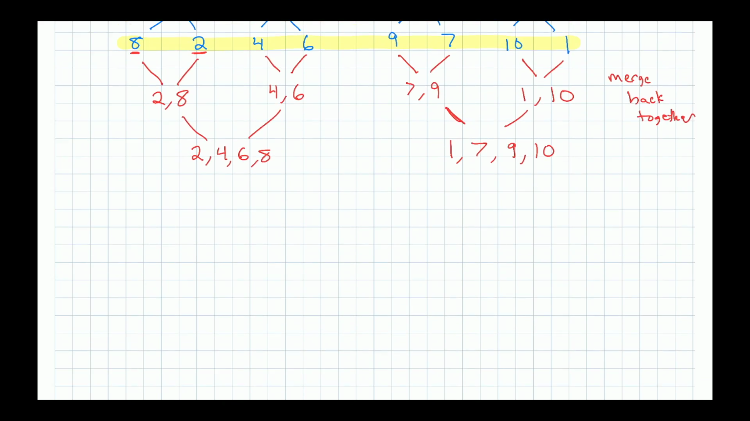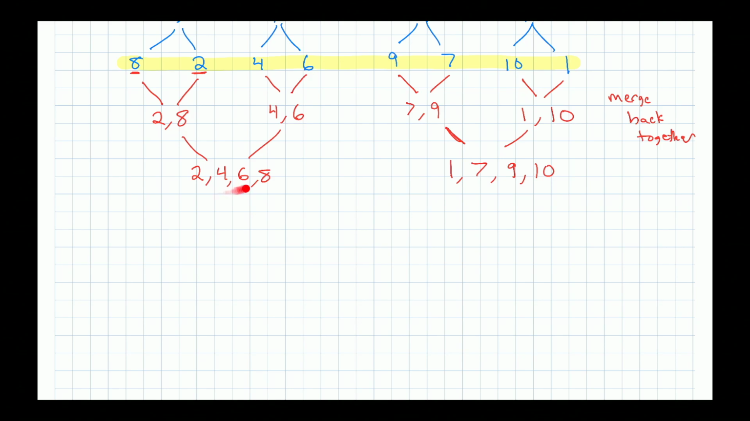So now we have 2 lists that are sorted, this one and this one. Well, it's going to put those together. It's going to keep them in order. So it's going to compare the 2 and the 1. It's going to find the 1. So we already did the 1. So now it's going to look at the 2 and the 7. Well, if you compare 7 and 2, the 2 is smaller. So it's going to put the 2 here.